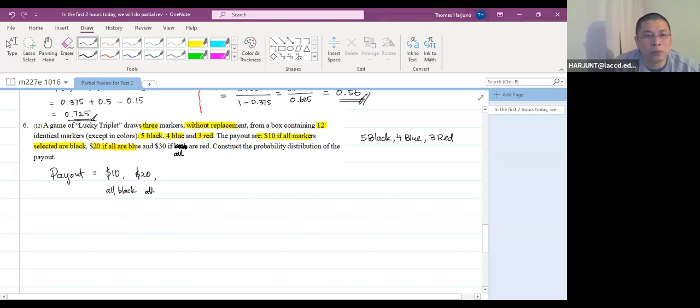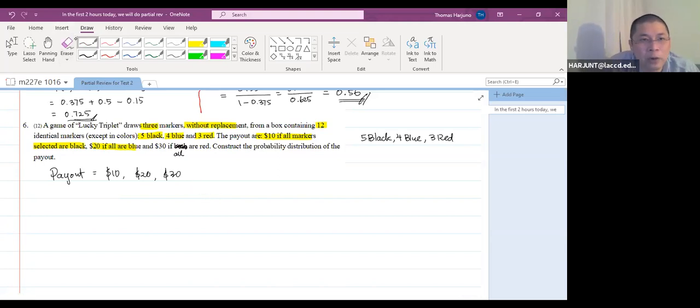This is all blue, and then $30 for all black. I'm sorry, all red. Okay, those are the payouts. Implicitly, there's one more payout that they don't list here, but it's consequently part of the payout.